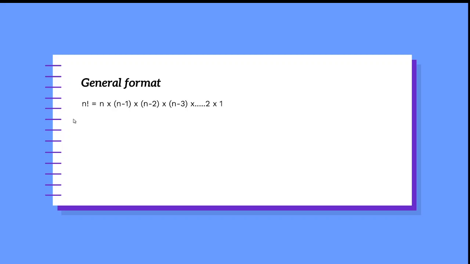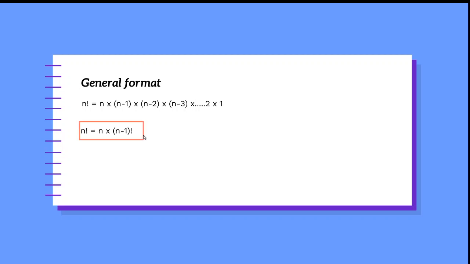N factorial is equal to n into n minus 1 into n minus 2 into n minus 3 into, at last, 2 into 1. But this is a better way to write it, and as I told you, n factorial is equal to n into n minus 1 factorial. The rest of the terms will become n minus 1 factorial. We'll leave the burden to n minus 1.